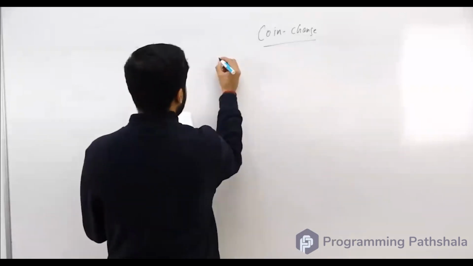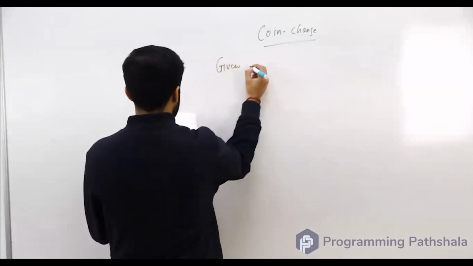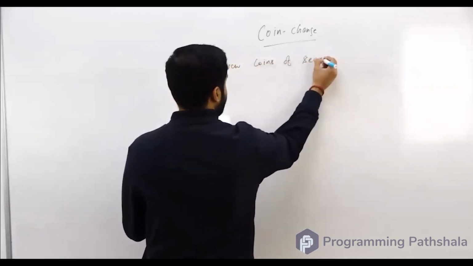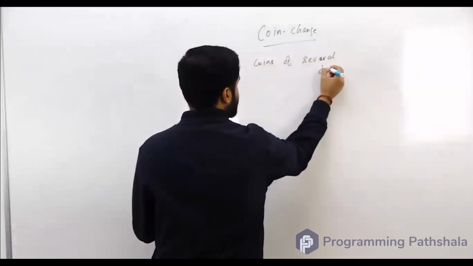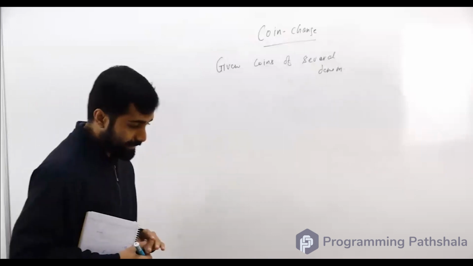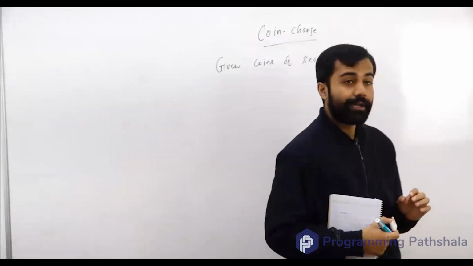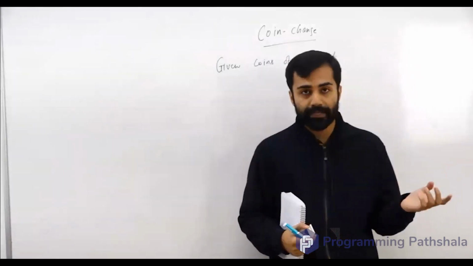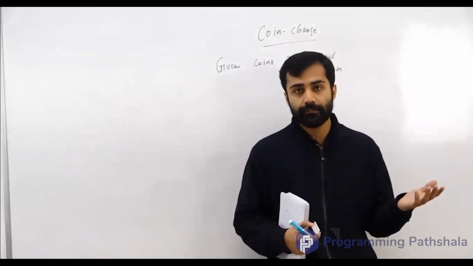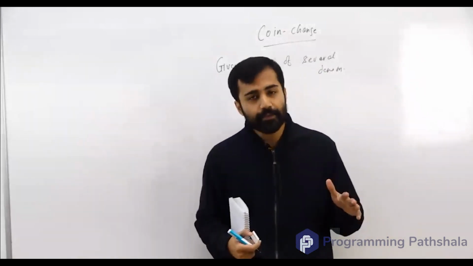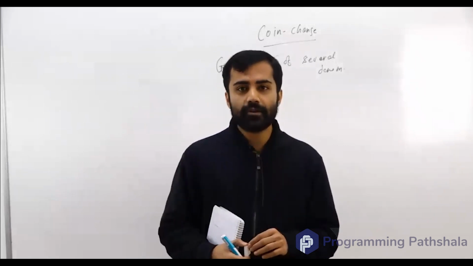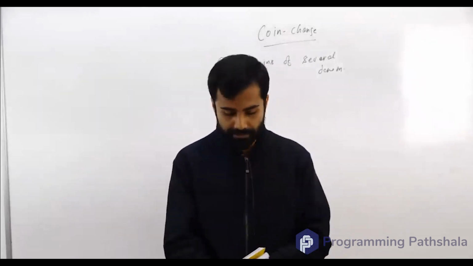It says that we have been given coins of several denominations. So what is the meaning of denomination? Like in India, the coin denominations are a 1 rupee coin, a 2 rupee coin. You don't have a 3 rupee coin, you don't have a 4 rupee coin, but then you have a 5 rupee coin, and a 10 rupee coin, and I think you also have a 20 rupee coin. So that's how the denominations work in different countries.